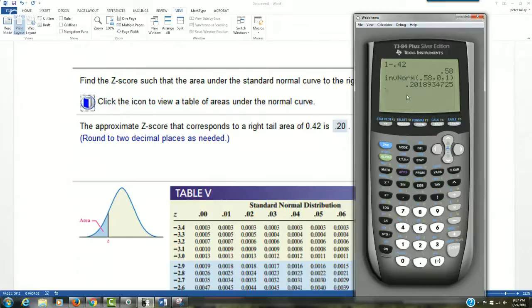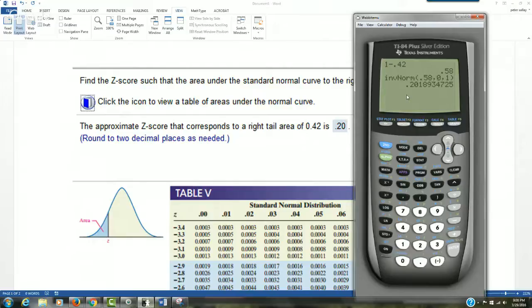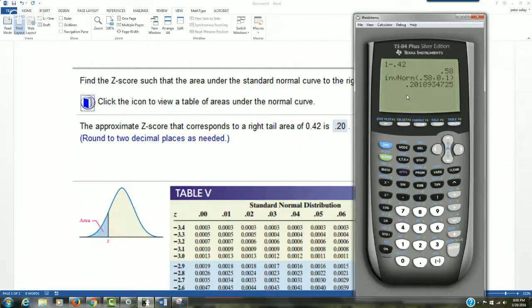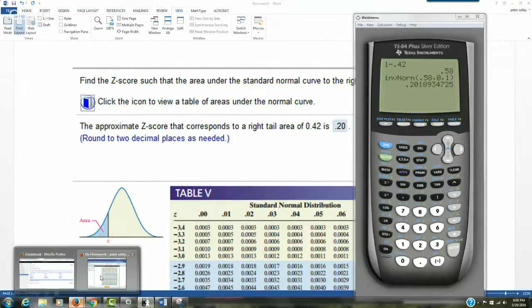That it's exactly 0.20189, blah, blah, blah. Even though that chart isn't that accurate, I can still see it. And then I just rounded to 2 decimal places like it asked me to. So either the chart or inverse norm will get the job done. Okay? Mm-hmm. Moving on.